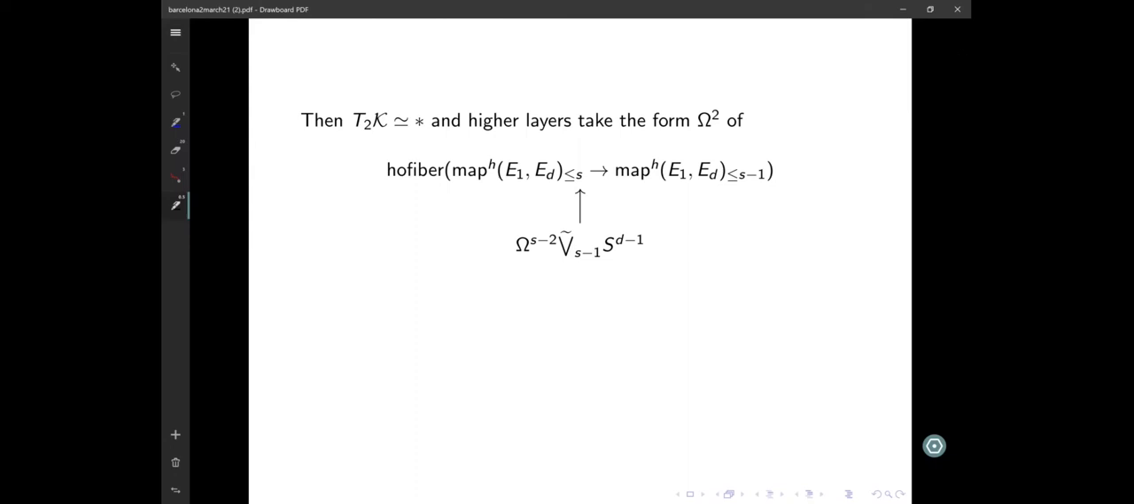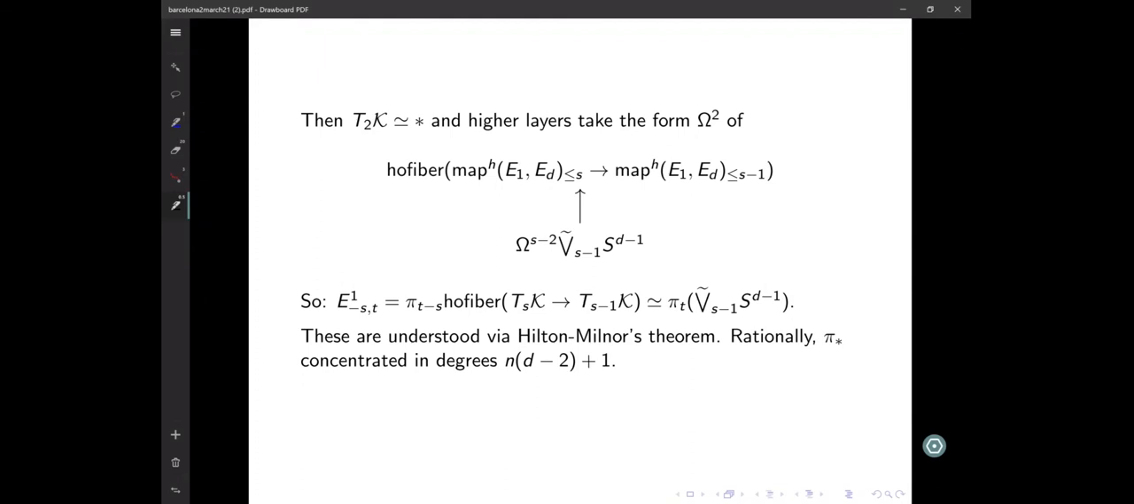And the higher layers are essentially given by a twofold loop space of this homotopy fiber of the restriction map from S to S minus 1. And you compute this, and you will find that this is given by this loop space here. So that's an S minus 1 fold loop space on a wedge of S minus 1 spheres of dimension D minus 1, and there's this tilde here, which just means that we are looking at a homotopy fiber of the map from the big wedge to all the smaller wedges where you collapse some of these spheres. But that's not so important now.